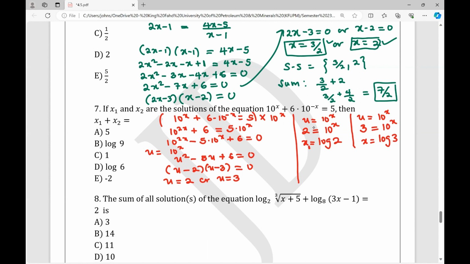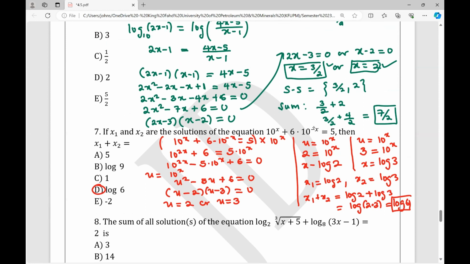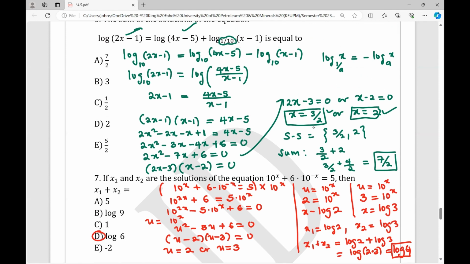So these are the 2 solutions we have, right? So we're going to say x1, one of the solutions, is log 2, and x2, which is the second solution, is log 3. So you need x1 plus x2, which is going to be log 2 plus log of what? 3. But this we can change to multiplication, which is just 2 times 3, right? So this is going to be log of 6. So we're here. So this goes with A.